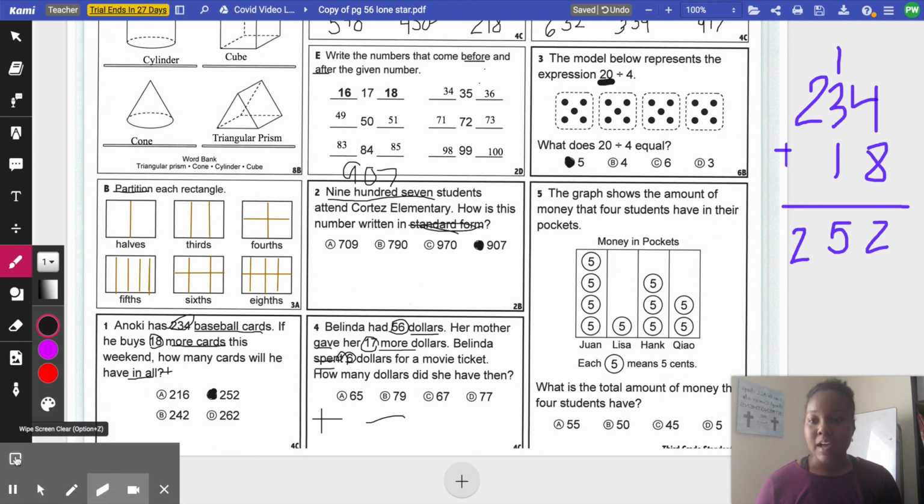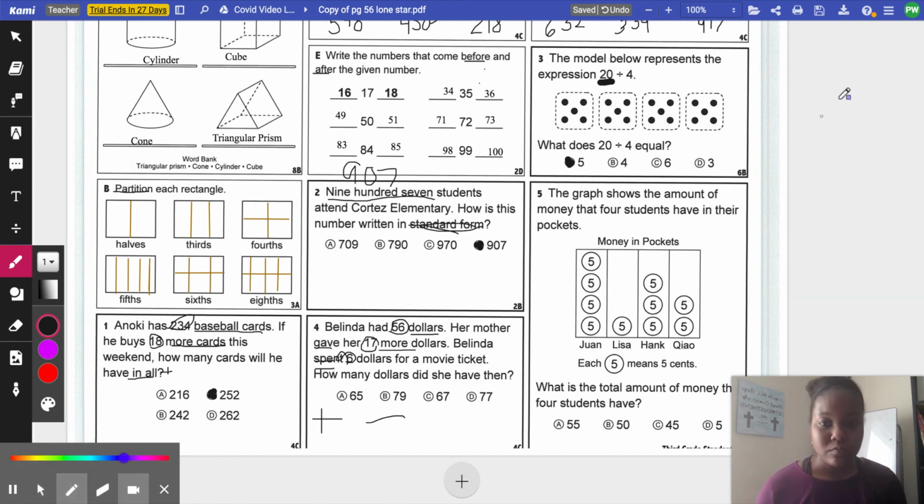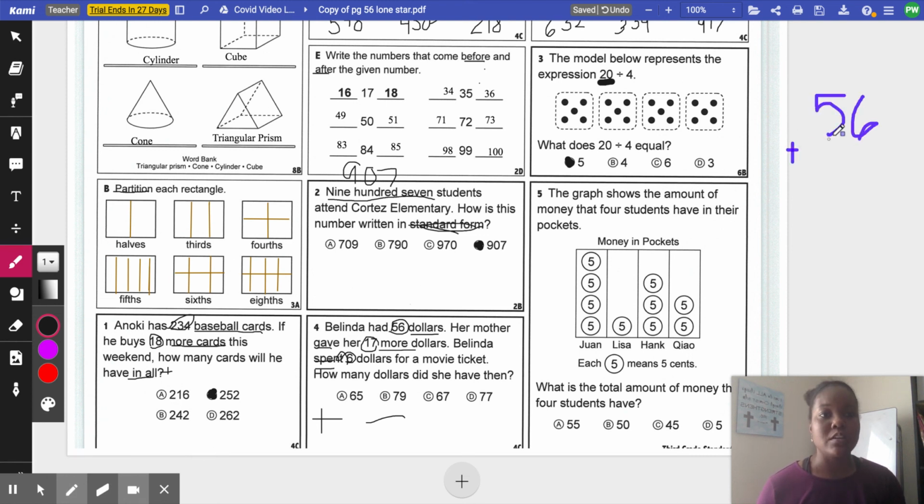So I know she had $56 and her mom gave her 17 more. So I'm going to add 17. 7 plus 7 is 14, minus 1 is 13. 5 plus 1 is 6, plus 1 is 7. So she has 73 right now, and then she spent 6. So I'm going to do 73 minus 6.